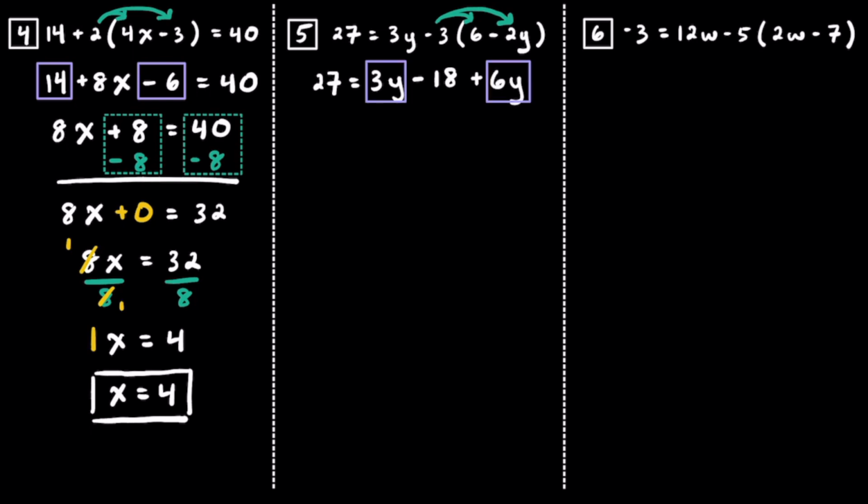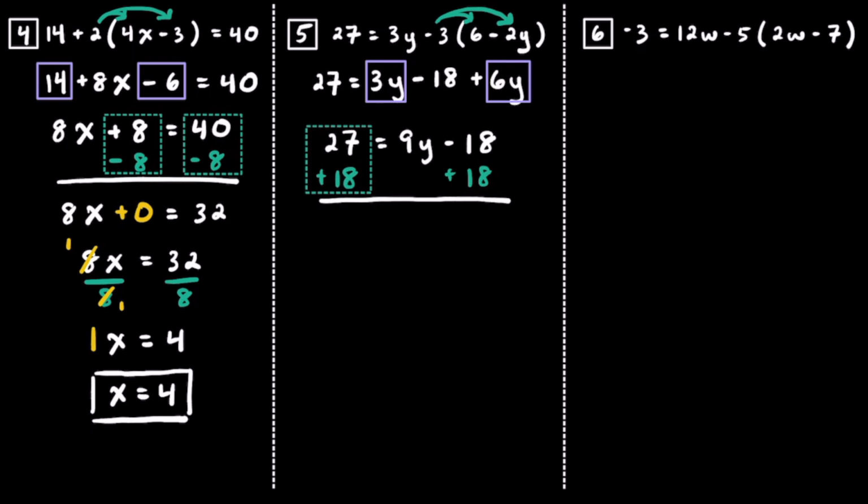At this point, it's important to notice that we have some like terms of positive 3y and positive 6y. We can combine those to make a positive 9y. So we have 27 is equal to 9y minus 18. And let's go ahead and get 0 and get 1. So we can get 0 by adding 18 to both sides of the equation, just like that. On the left, 27 plus 18 is going to equal 45. So we're going to have 45 is equal to. And on the right side, that negative 18 and positive 18 cancel out, so we have 9y plus 0.